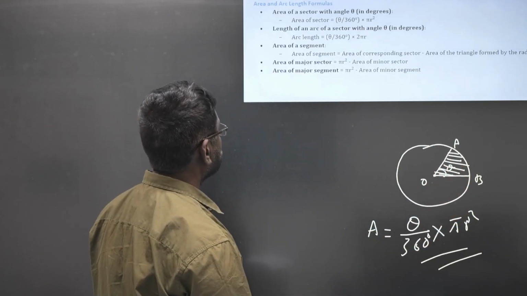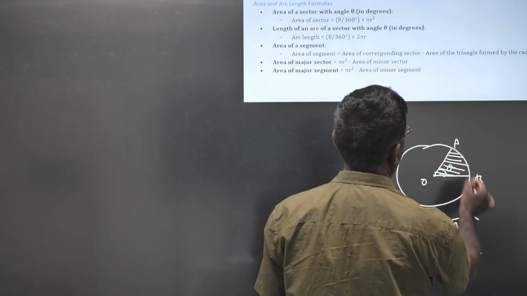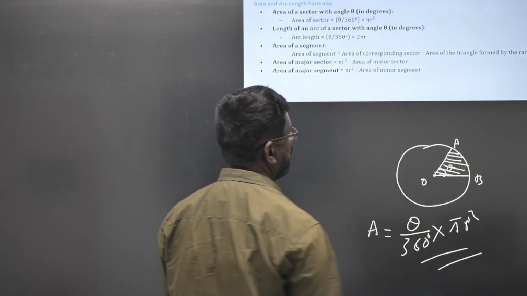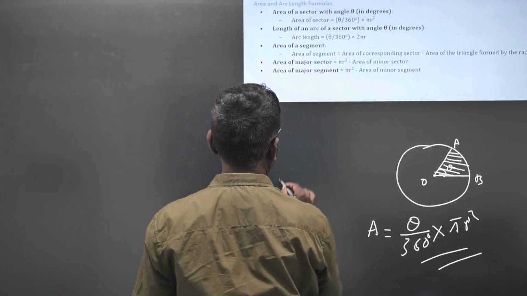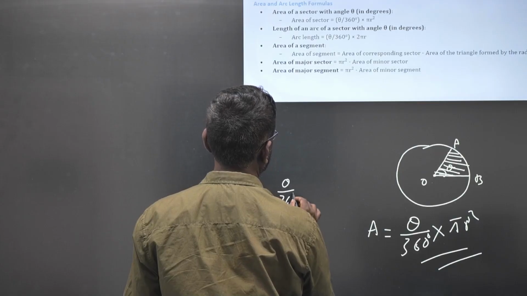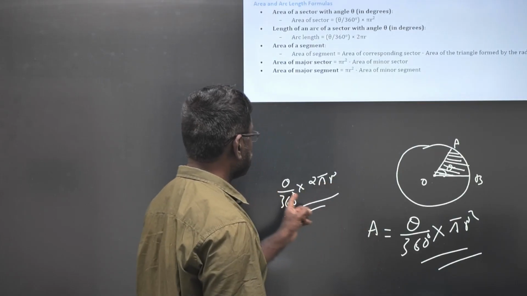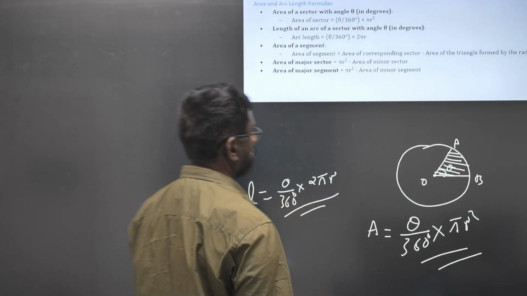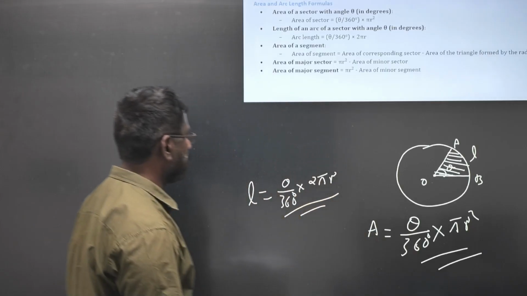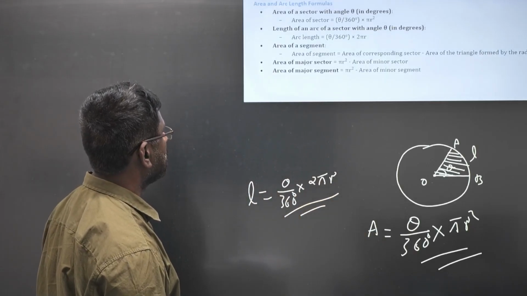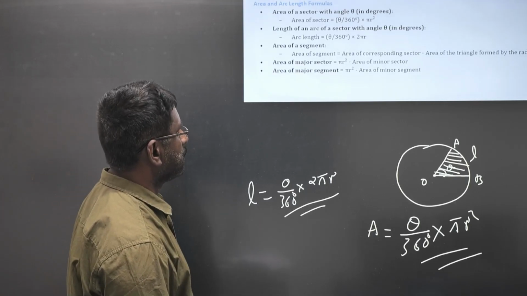And also length of an arc of a sector, this arc length, minor arc AB. Arc length is equal to theta by 360 degrees into 2 pi r. This is the length of the arc. Suppose this is L. This portion is L. Then length of the arc, L is equal to theta divided by 360 into 2 pi r.